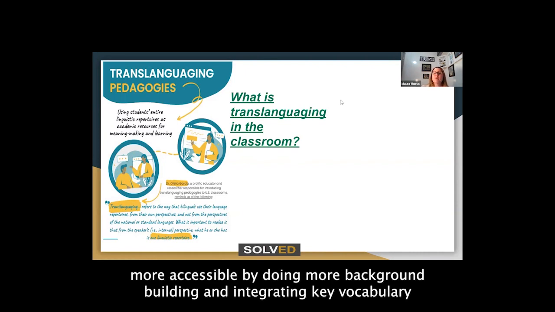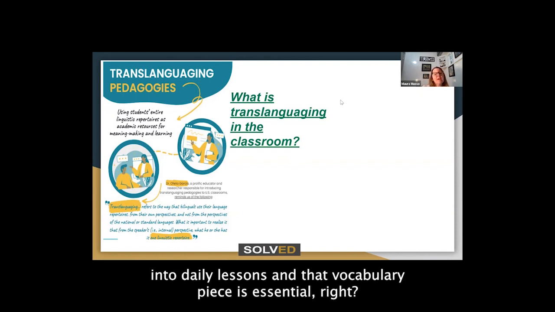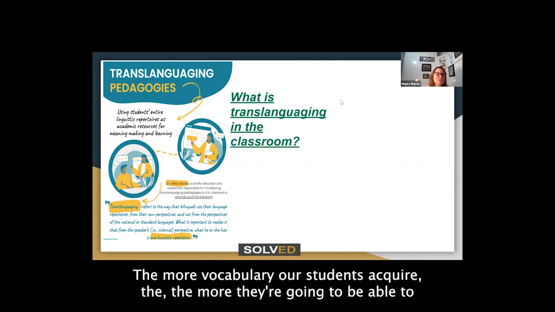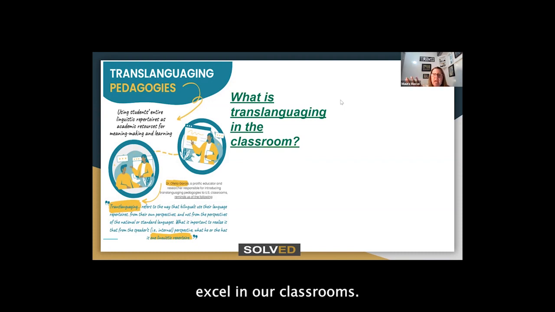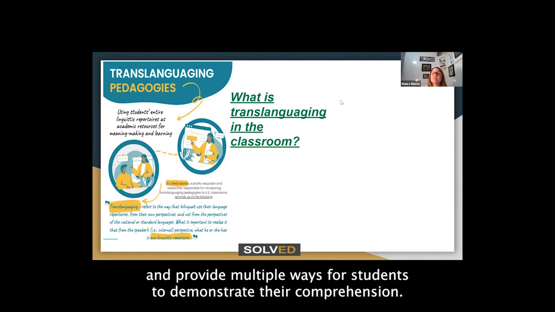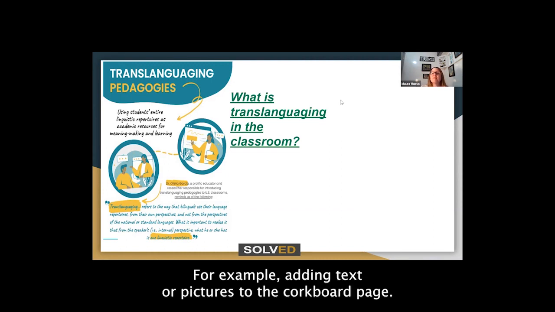Leona makes content more accessible by doing more background building and integrating key vocabulary into daily lessons. And that vocabulary piece is essential, right? The more vocabulary our students acquire, the more they're going to be able to excel in our classrooms. Nadia uses platforms such as Padlet to gamify lessons to increase engagement, and provides multiple ways for students to demonstrate their comprehension, for example, adding text or pictures to the corkboard page.